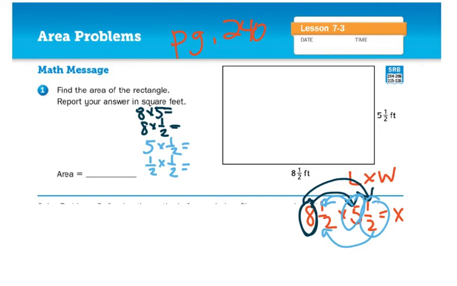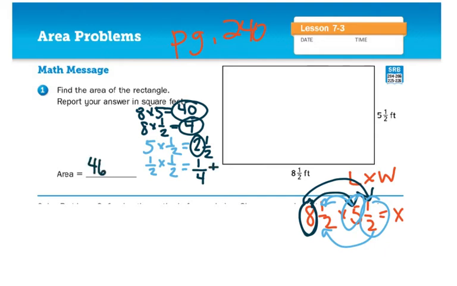So 8 times 5 is 40. Go ahead and make sure you have all of these written down. 8 times 1/2, in other words, what's half of 8? That would be 4. What's half of 5, or 5 times 1/2 would be 2.5. And 1/2 times 1/2 is 1/4. So let's add together all the whole numbers. 40 plus 4 is 44, plus 2 is 46.